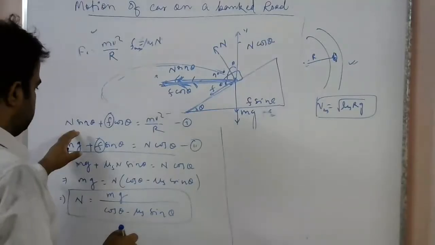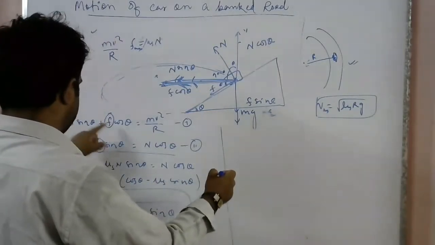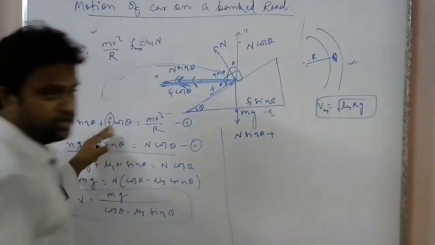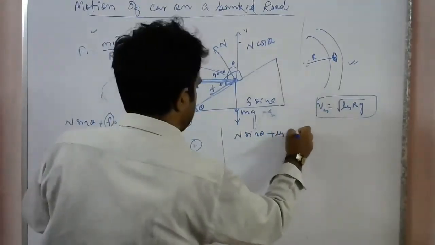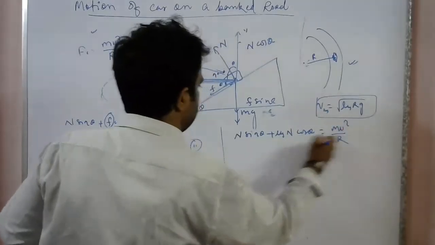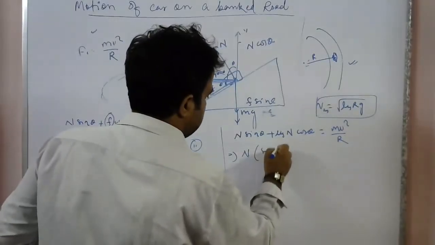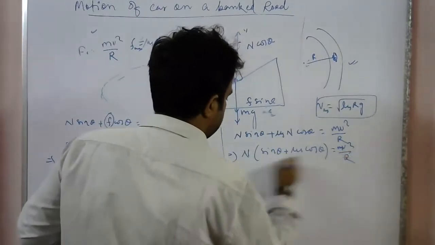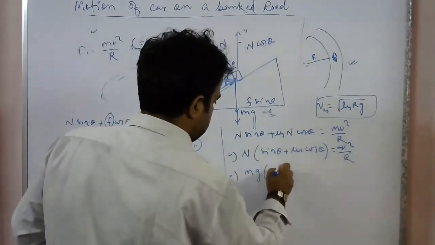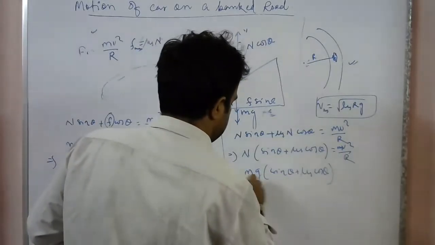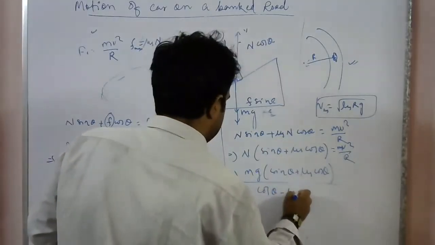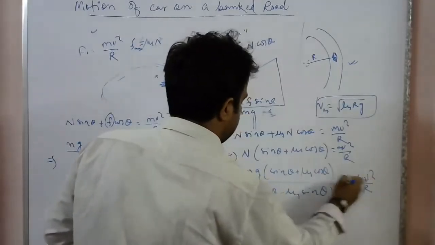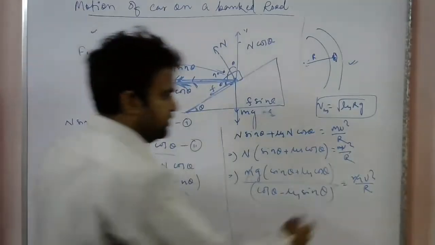Now this is N, so I can put it here. Let me write first: N sin theta plus, I'll replace this f as mu s N, mu s N cos theta is equal to mv square upon r. So I'll take common N: N (sin theta plus mu s cos theta) is equal to mv square upon r. Now I'll replace N, that is mg upon (cos theta minus mu s sin theta), times (sin theta plus mu s cos theta), is equal to mv square upon r. m cancelled, right? m cancelled. Now you can find out v square.